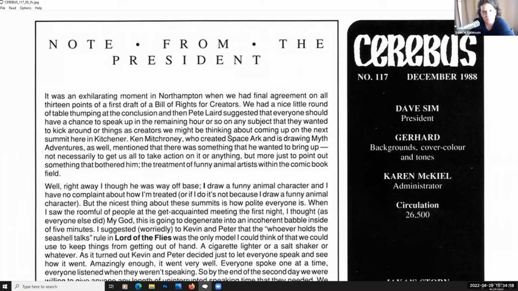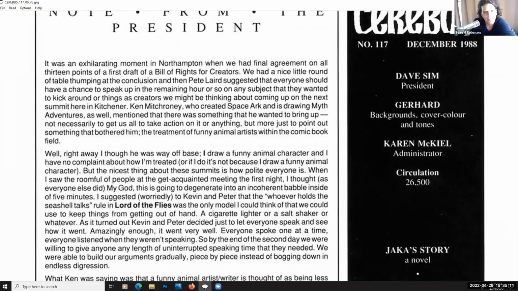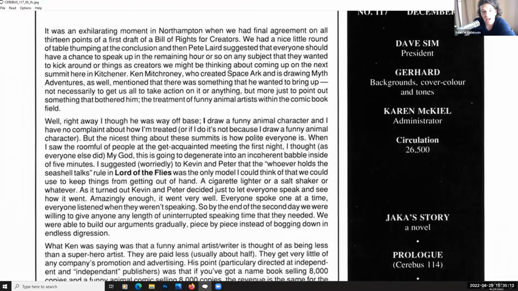Ken Mitchroney, who created Space Ark and is drawing Myth Adventures as well, mentioned that there was something he wanted to bring up. Not necessarily to get us to take action on it or anything, but more just to point out something that bothered him. The treatment of funny animal artists within the comic book field. Well, right away, I thought he was way off base. I draw a funny animal character, and I have no complaint about how I'm treated. Or I do, if I do, it's not because I draw a funny animal character.